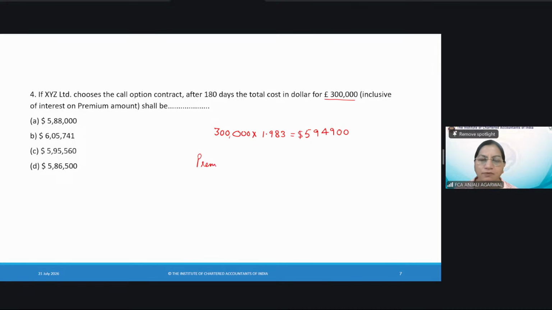Premium was to be paid upfront, and it was $0.04 per pound, which means 300,000 multiplied by $0.04 comes out to be $12,000.